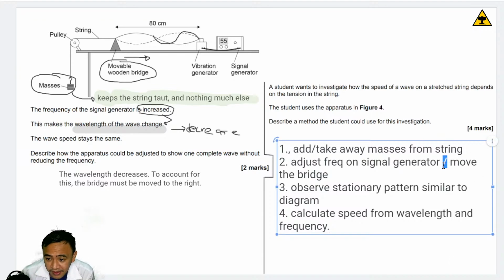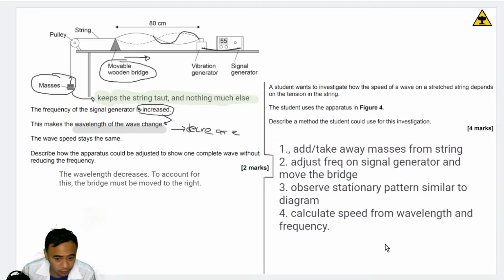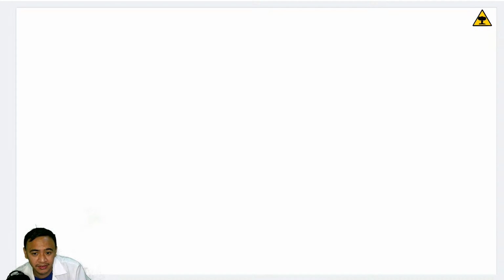Okay, this is not 'or', this is 'and'. All right. I think you can get 4 marks on this one, so no problem. So let's continue.